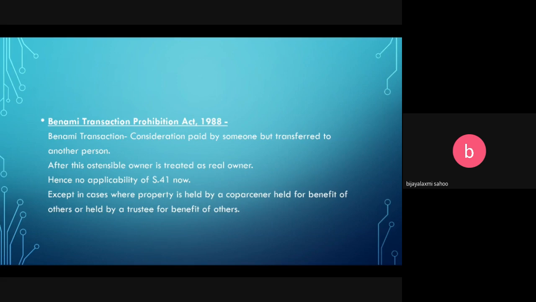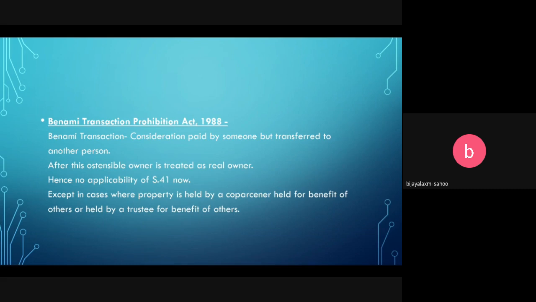So even if my father purchases a property in my name and he has paid the consideration, by virtue of this Act, he will not be allowed to say that he is the real owner thereof. In fact, the person in whose name it has been bought will be the real owner. So if that has happened, now the concept of ostensible owner and section 41 will be redundant. How? Because I will be the real owner. If I transfer it to someone, he will get the property free from any problem or any encumbrances. So that is not a problem. So here, by virtue of this Act, there is no applicability of section 41 right now, except in certain cases.